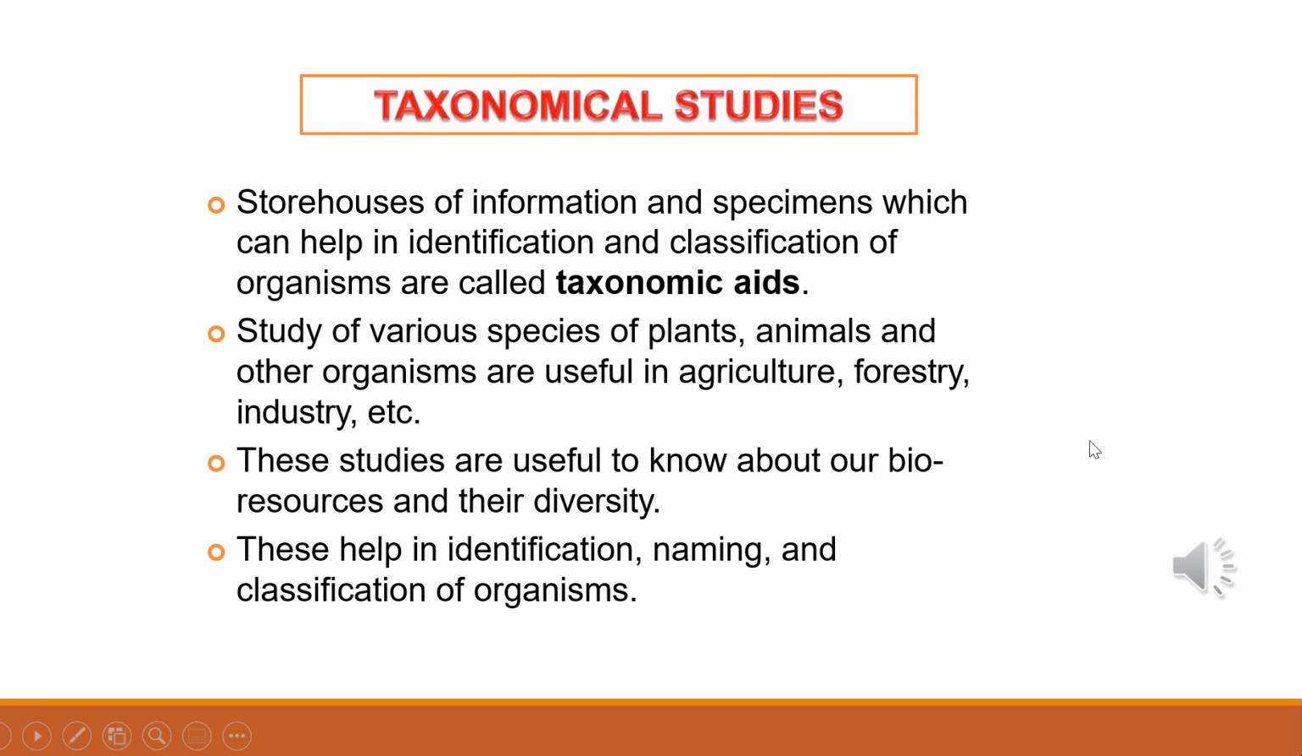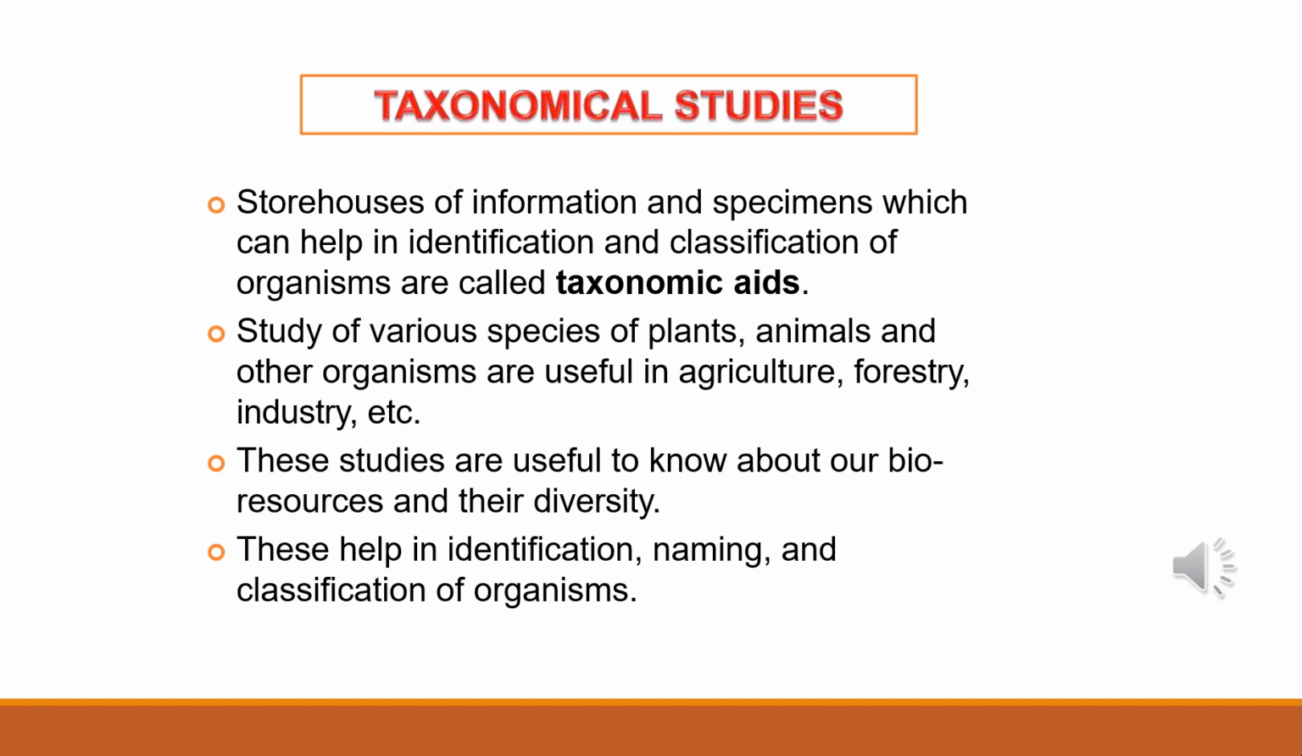So on this slide we'll study taxonomical studies. Both laboratory and field studies are required for study and correct identification of species. The information once gathered should also be stored for future reference. Specimens should also be collected, preserved and stored for later verification. Biologists have standardized procedures and techniques to store information and specimens.